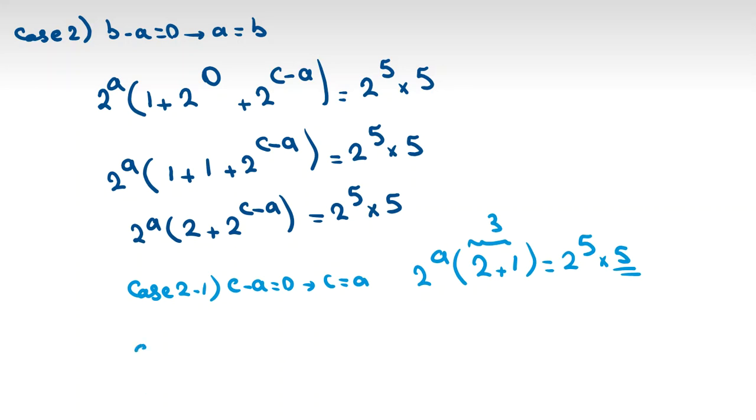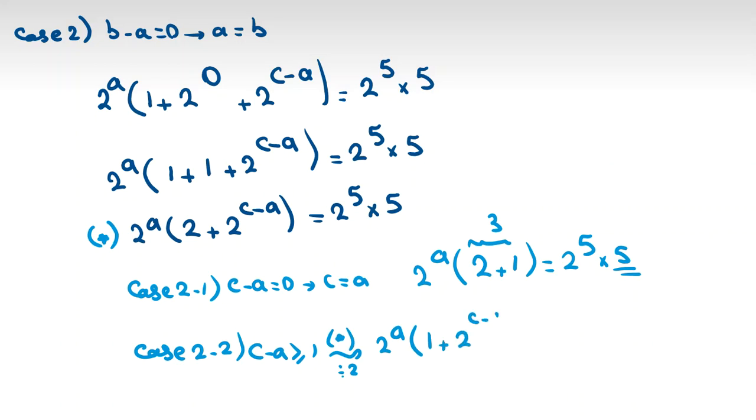Let's consider case 2.2. In case 2.2, C minus A is at least 1, so I divide both sides by 2. Let's call this one star. If I divide both sides by 2, it will be 2 to the A, 1 plus 2 to the C minus A minus 1 equal to 2 to the 5 times 5. And now, look at this part. If this part is 0, then it will be 1 plus 1, 2 here, a power of 2, impossible. On the right-hand side, we have 5.